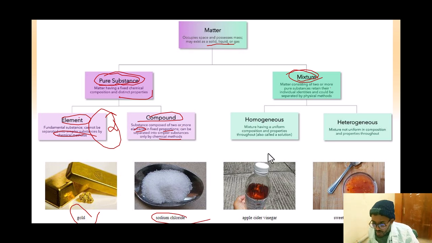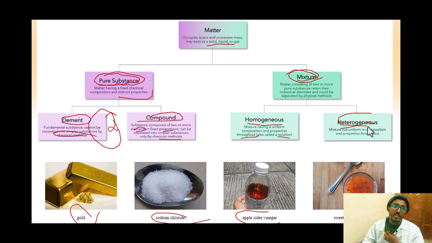If we're talking about mixtures, we have homogeneous and heterogeneous mixtures. A homogeneous mixture has a uniform composition and properties throughout, and is also called a solution. You can take, for example, apple cider vinegar. But a heterogeneous mixture has a non-uniform composition. That one is uniform, but here it's non-uniform, for example sweet chili sauce. So try to keep in mind matter, then pure substance and mixture. In pure substance there's element and compound, but in mixture there are heterogeneous and homogeneous mixtures.